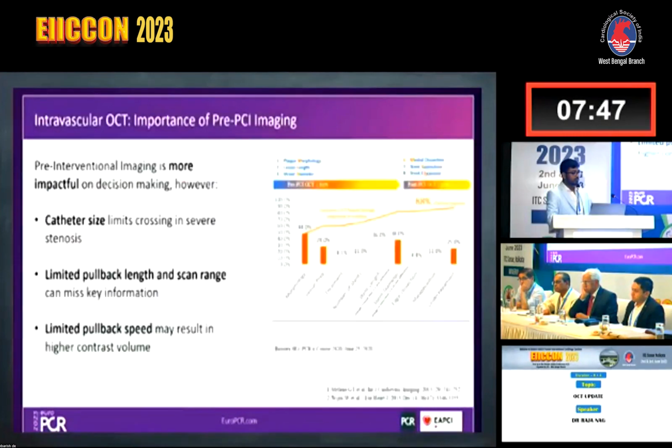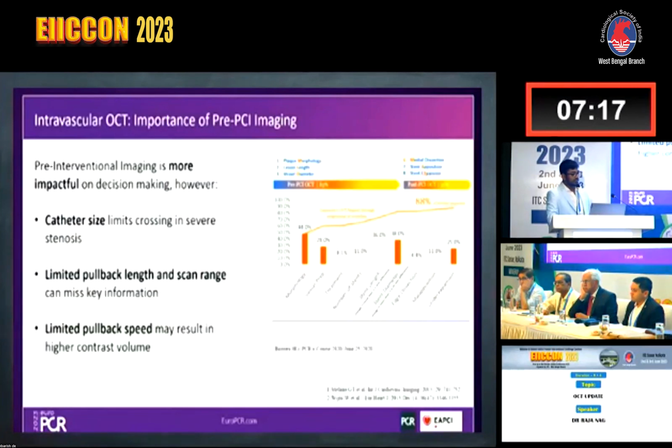So intravascular OCT is very important in pre-PCI planning and imaging, and pre-interventional imaging is more impactful on decision making. As you can see from the right hand side of the graph, 80% of the operators who were given imaging after an angiographic decision changed their decision 80% of the time. So catheter size limits crossing in severe stenosis with the present day OCT technology, also the IVUS.